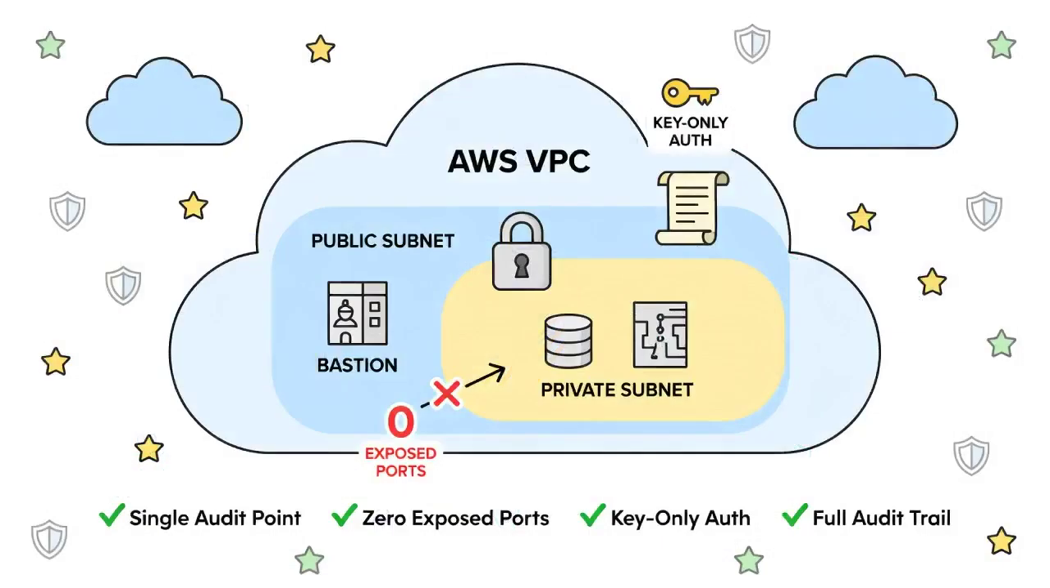In the cloud, bastion hosts shine. Inside an AWS VPC, your private subnet holds databases and app servers with 0 exposed ports to the internet. The bastion is the single audit point. Every SSH session is logged, every key is centrally managed, and key-only authentication enforces hardware-backed identity. You get defense in depth, a clean audit trail, and dramatically reduced attack surface.